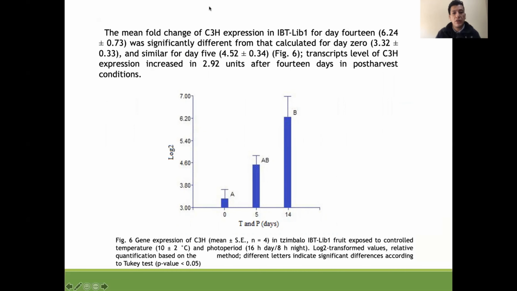The mean fold change of C3H expression for day 14 was 6.24, and it was significantly different from that calculated for day 0, 3.32, and similar to day 5, 4.52. Transcript level of C3H expression increased by 2.92 units after 14 days in post-harvest conditions.